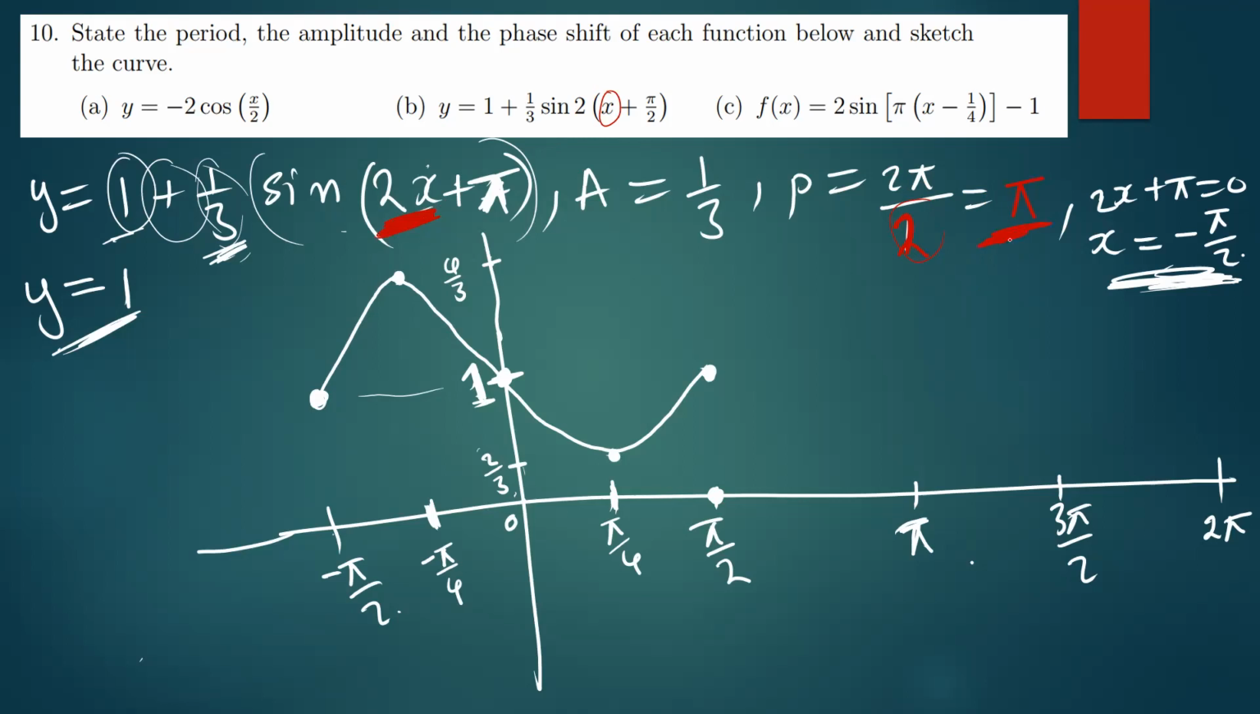Then after finding the period, which is pi, to find the points that we're going to put there, what you need to do is to divide this same pi by 4. So the distance from there to there should be pi over 4.